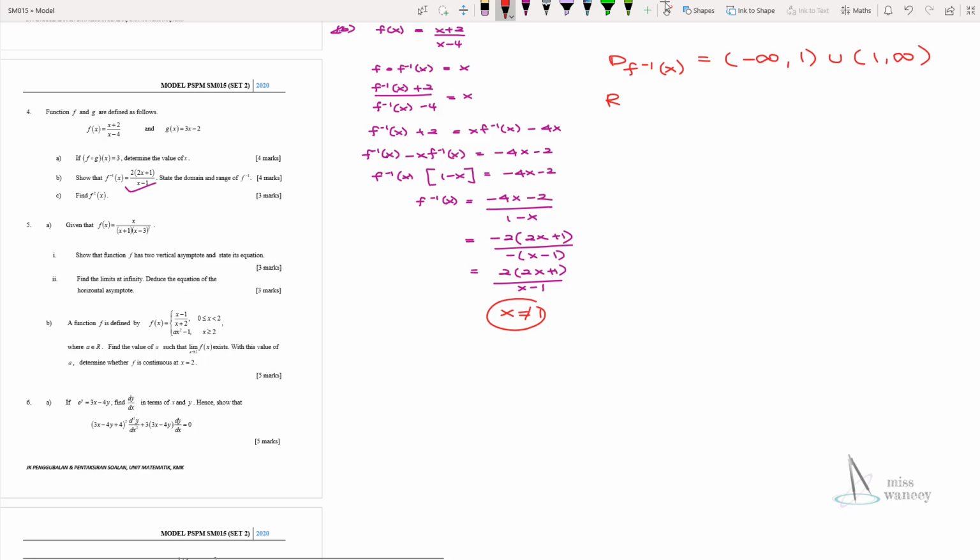Meanwhile, the range of my f inverse is actually equal to the domain of f. And for the domain of f, if you refer to f, x minus 4 is in our denominator, so that means x cannot be equal to 4. So negative infinity up until 4, union with 4 up until infinity. So that is the domain as well as the range. Okay, so now let us do C then. So let me combine them together before we do the C part.